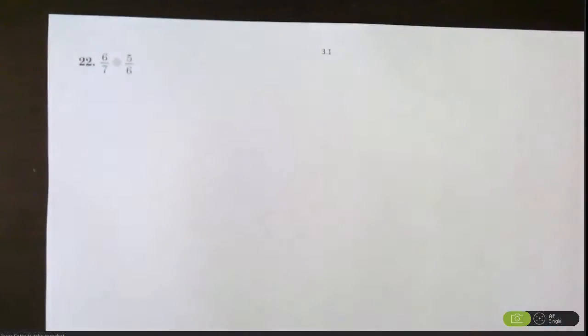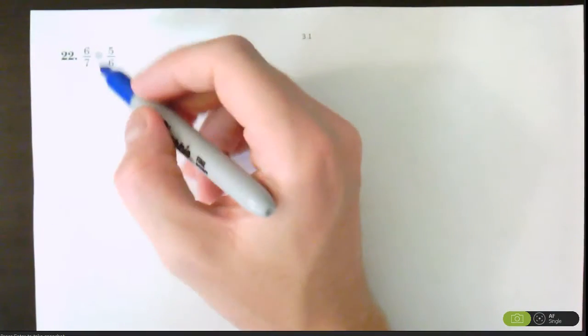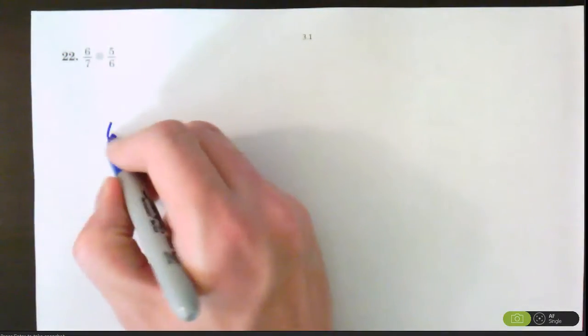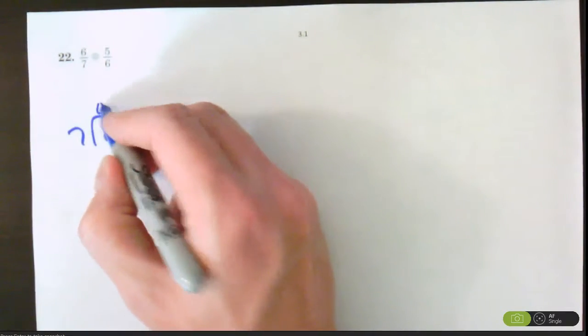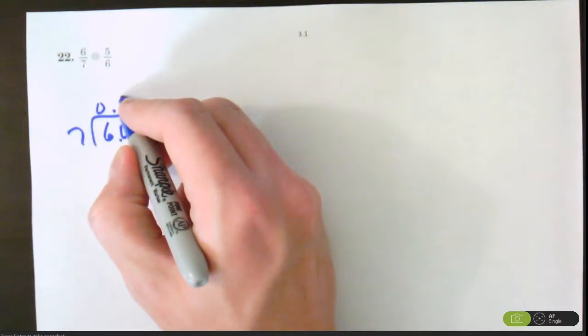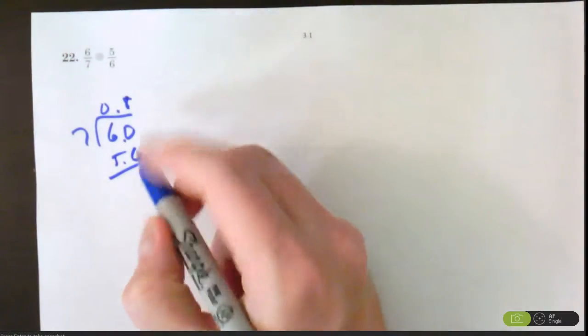Okay. All right, next example to take a look at. Number 22. We're supposed to compare these two numbers. In order for us to do that, right now at least, we'll just turn them into decimals. Later we'll have a way where we convert them to fractions and can compare the numerators, but right now we'll just do decimals. So 7 goes into 6 0 times, but it goes into 60 8 times for 56. Drop the 4.